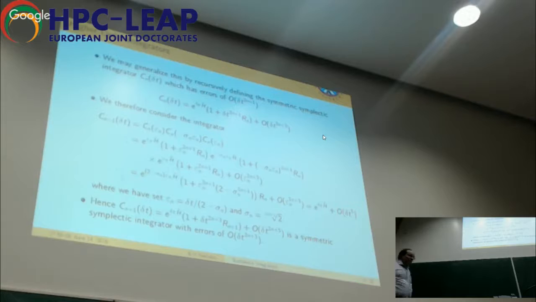Amusingly enough, although the errors explode exponentially, the integrators still conserve energy. But pretty well. The point is that these integrators have an instability for sufficiently large delta tau.